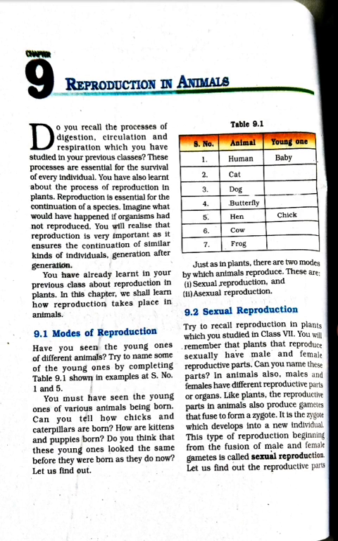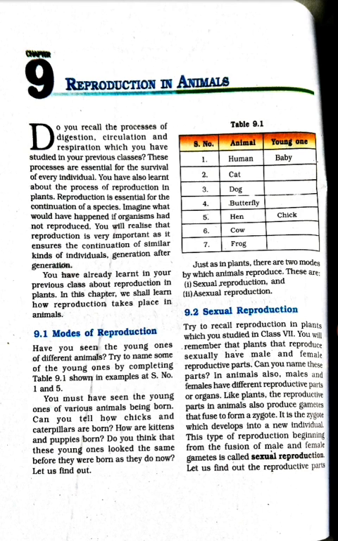In your earlier class, you have learned about the process of reproduction in plants. Reproduction is essential for the continuation of a species. It's very important as it ensures the continuation of similar kinds of individuals generation after generation. Just as plants, in animals also, there are two modes of reproduction: sexual reproduction and asexual reproduction.